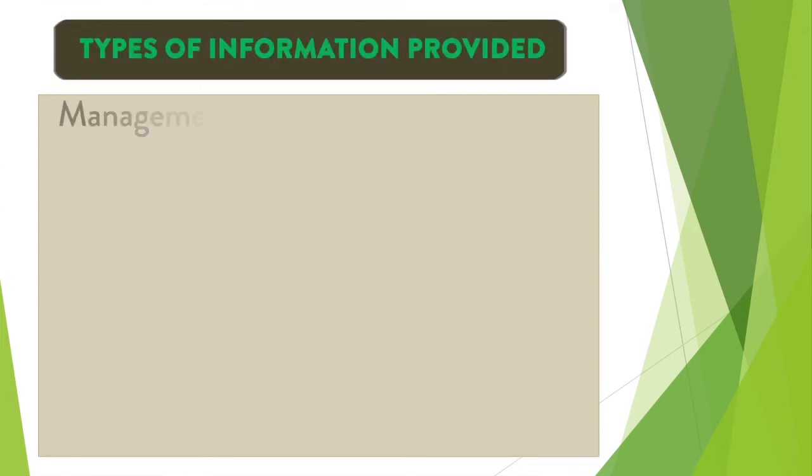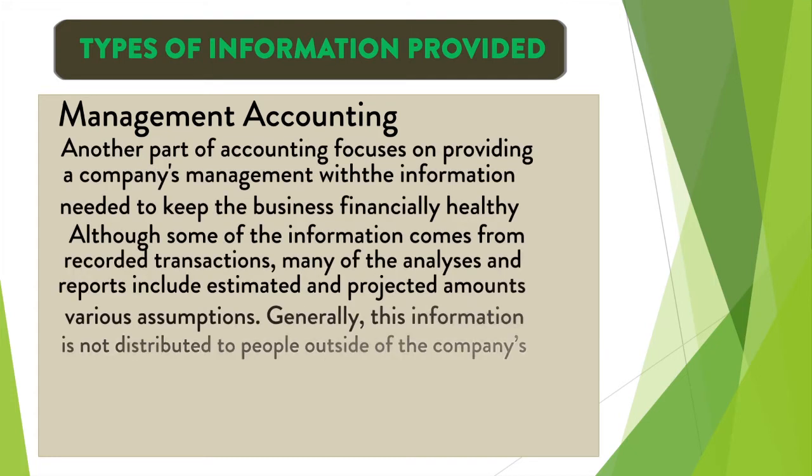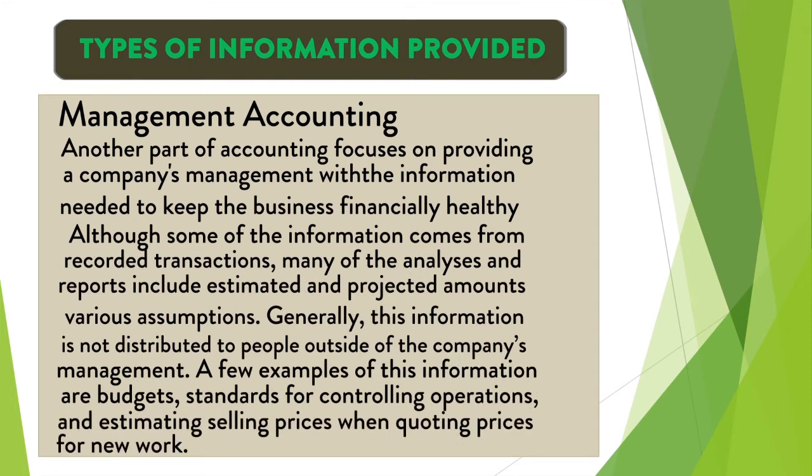The second type is management accounting. This basically focuses on stakeholders within the business or the company, and it provides the company's management with the information needed to keep the business financially healthy. Although some of the information comes from recorded transactions, many of the analyses and reports include estimated and projected amounts based on various assumptions. Generally, this information is not distributed to people outside of the company's management. A few examples of this information are budgets, standards for controlling operations, and estimating selling prices when quoting prices for new work.